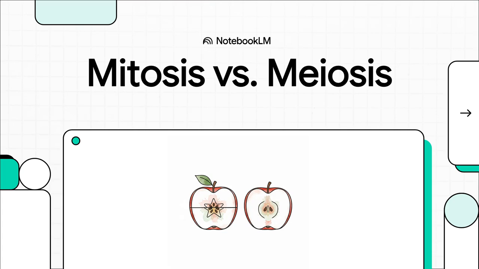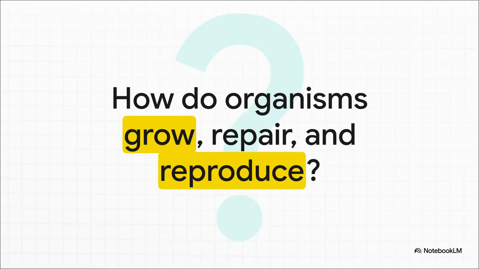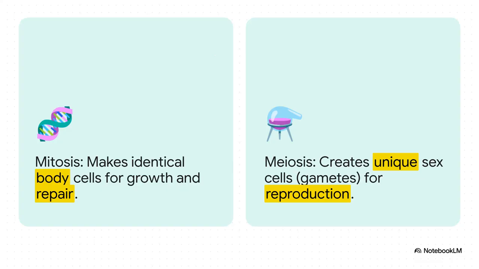All right, let's talk about how your body builds and repairs itself. We're diving into mitosis and meiosis. It all comes down to cell division, but our bodies have two different playbooks for two very different jobs. Think of mitosis as a copy machine for growth. Meiosis, on the other hand, creates unique cells for reproduction.